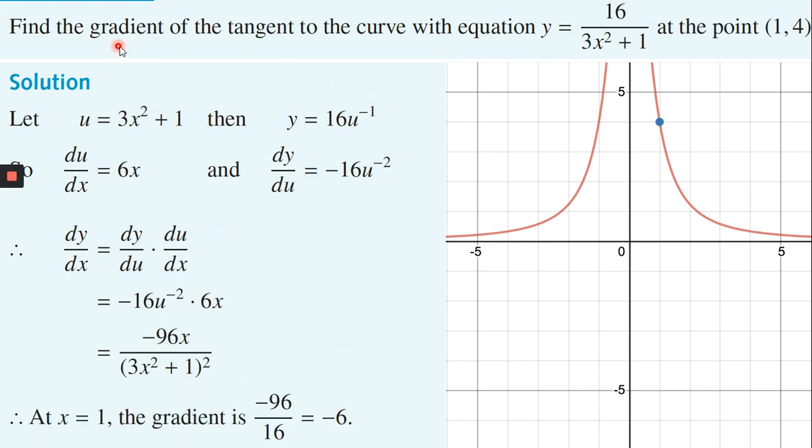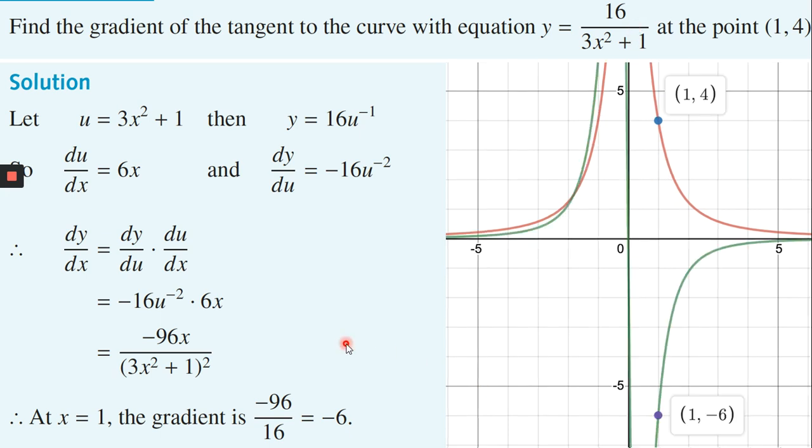So don't forget, it says find the gradient at the point (1, 4). So that's when x equals 1. So the gradient at this point here is minus 6. So if we were to draw a line here, which we will do in a minute, you can see it's going to have quite a steep gradient. Well, next I'm just going to put the gradient of the differentiated function. So this is the graph: minus 96x over (3x squared plus 1) all squared. And we can see when x is 1, dy by dx is minus 6.